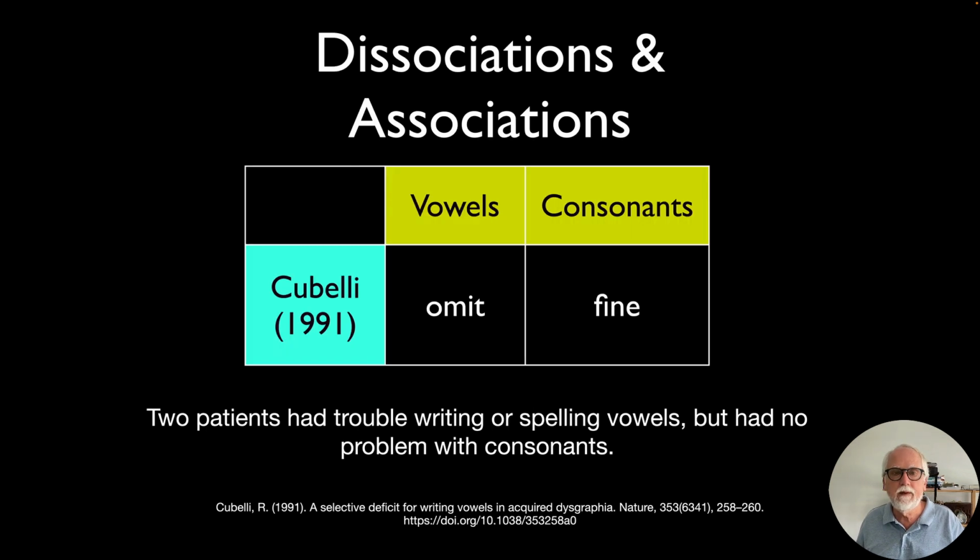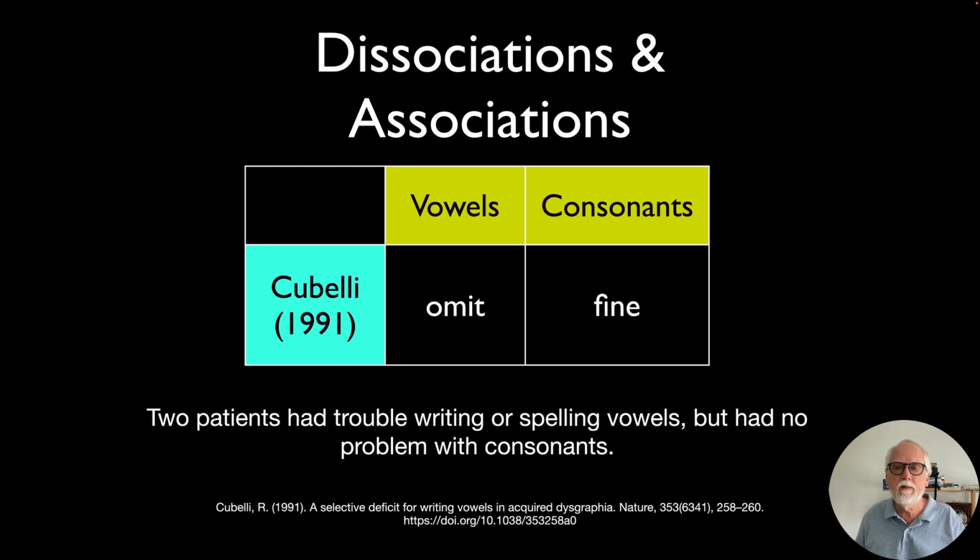Now, I'll give you a real life example of this. This goes back to 1991, Kubeli, who had two patients who turned out to have a lesion that led them to having trouble writing or spelling vowels, but they had no problem with consonants. So they couldn't actually write down a vowel, or they couldn't spell. When they made spelling errors, they would make spelling errors around vowels. But consonants were just fine when they were doing their words. Okay, so that's a single dissociation. It tells us that if you have a lesion in this part of the brain, it seems to be the part of the brain that functions in helping us deal with vowels. And that's distinct from another part of the brain that might just help with consonants.